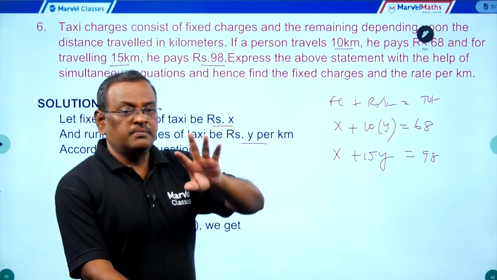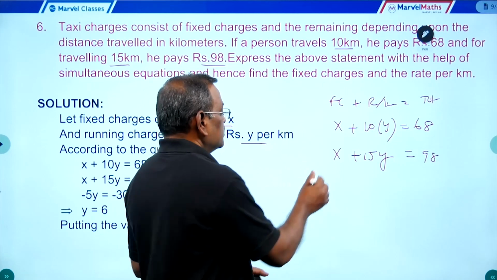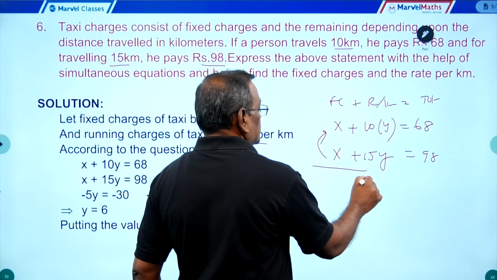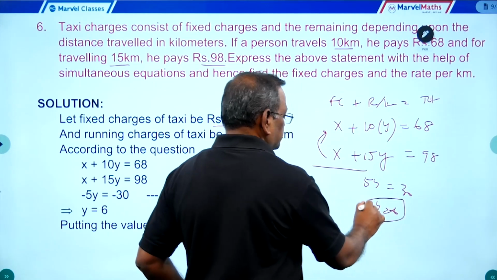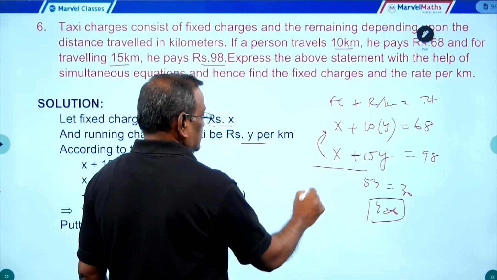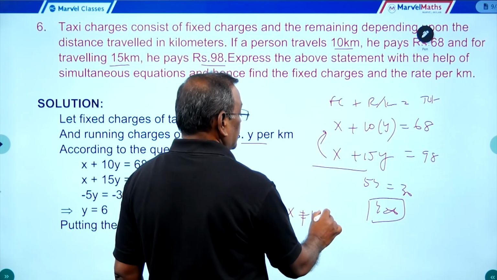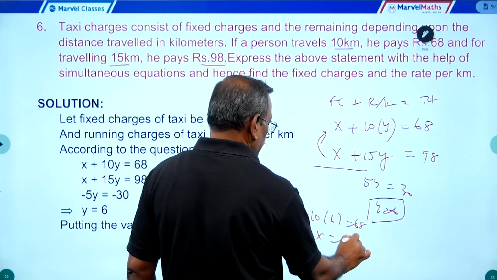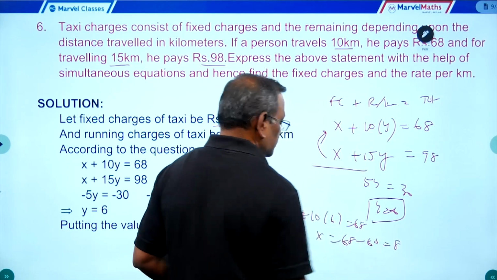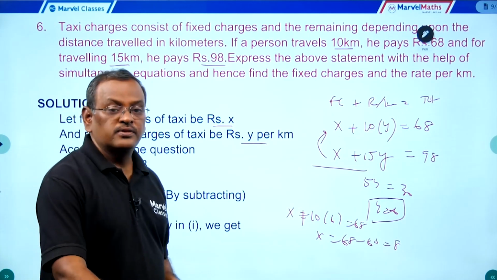If the method is not mentioned, always follow the elimination method. You can directly subtract. So this minus this: 5y equals 30, y equals 6. When y equals 6, the equation becomes x plus 10 into 6 equals 68. What is x? 68 minus 60, 8 rupees. So fixed cost equals 8 rupees and cost per kilometer equals 6 rupees.